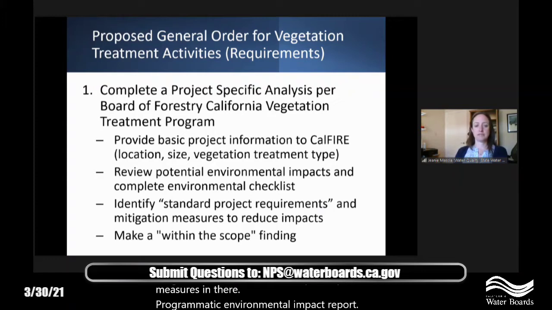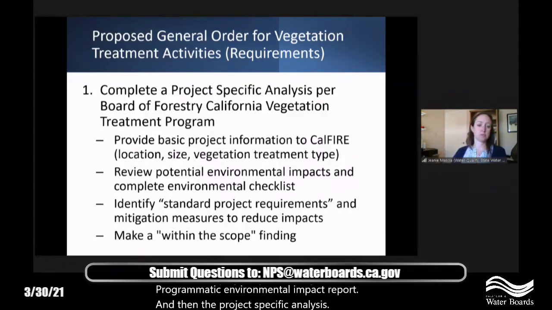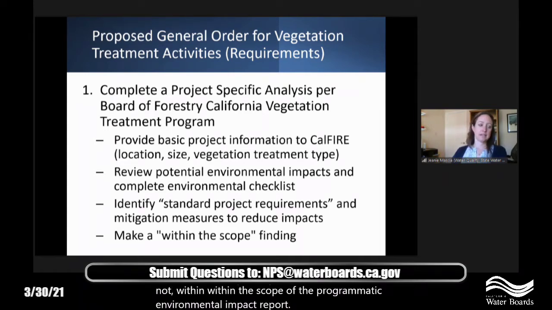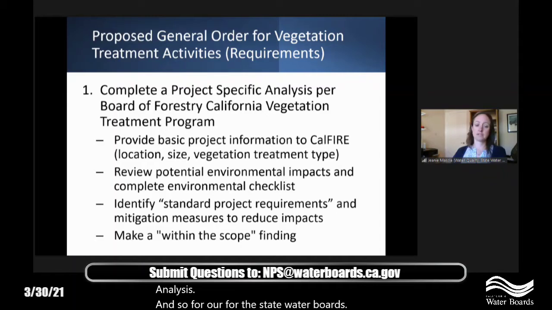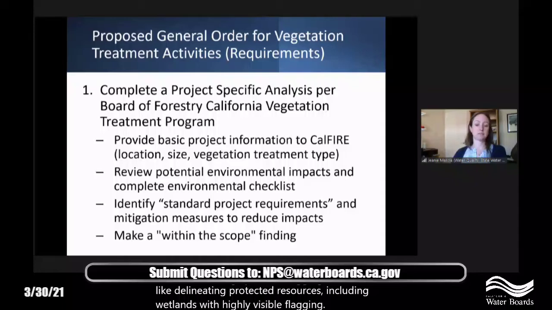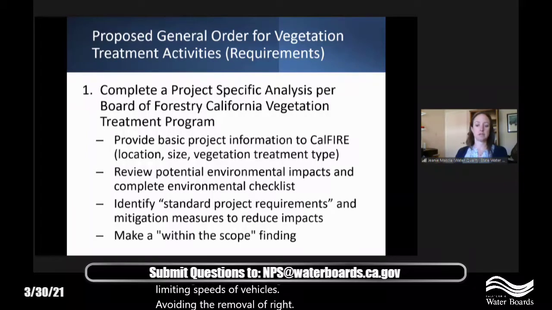And then the project-specific analysis requires a project proponent to make a finding of whether their project is within the scope or not within the scope of the programmatic environmental impact report analysis. And so for the State Water Board's proposed general order, the project must have a within the scope finding. So the standard project requirements and the mitigation measures to reduce impacts are things like delineating protected resources, including wetlands, with highly visible flagging, limiting dust by using dust suppressants and limiting speeds of vehicles, avoiding the removal of riparian vegetation that could reduce stream shading and increase stream temperatures, suspending work during heavy precipitation, and other practices to reduce environmental impacts.